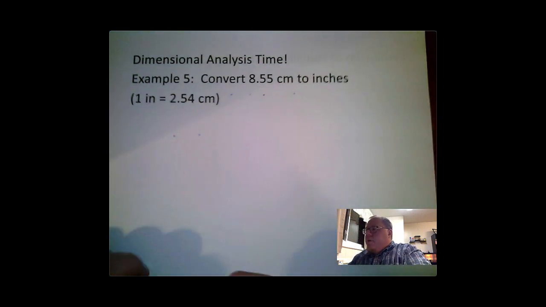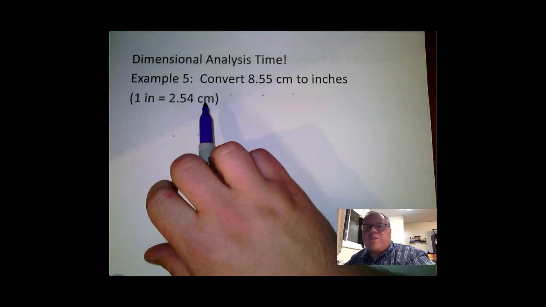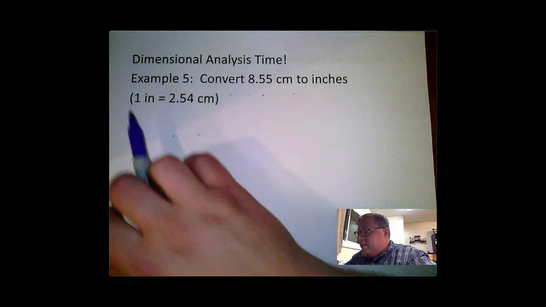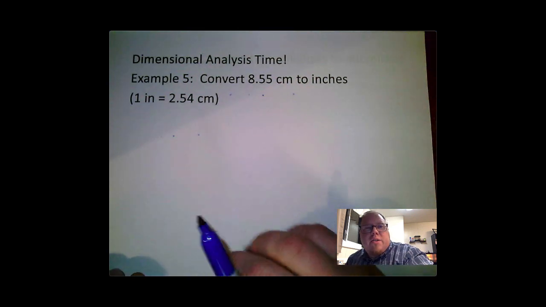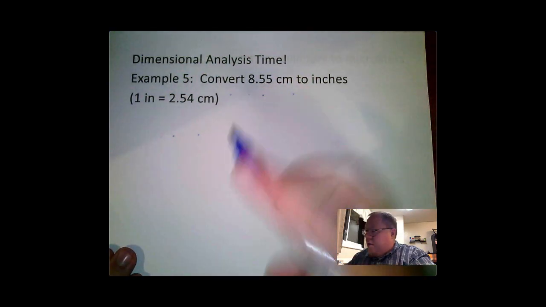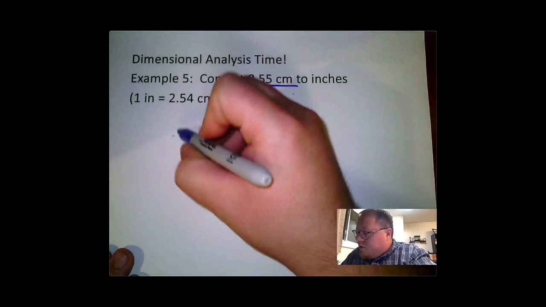So I'm going to teach you guys how to do something called dimensional analysis. Okay, so 1 inch is equal to 2.54 centimeters. Right, that's the conversion between centimeters and inches here. Now, dimensional analysis works like this. Okay, I'm going to take my number that I'm given, 8.55 centimeters.